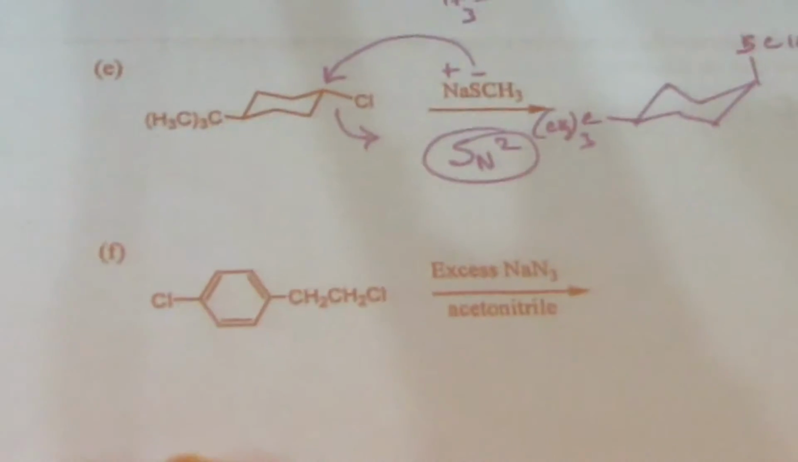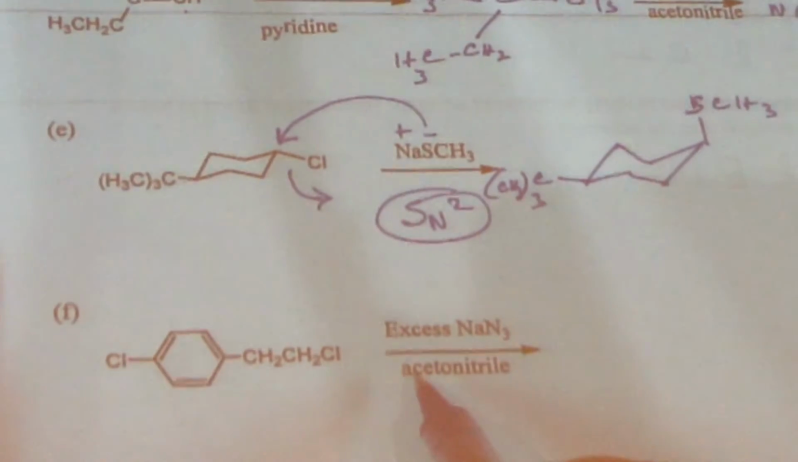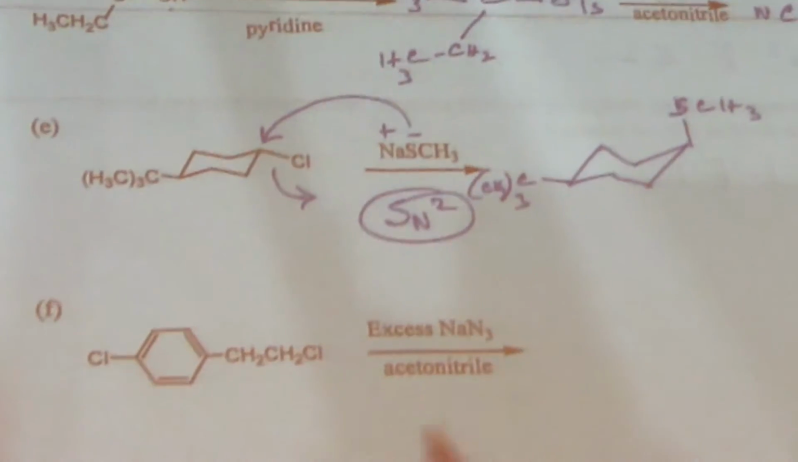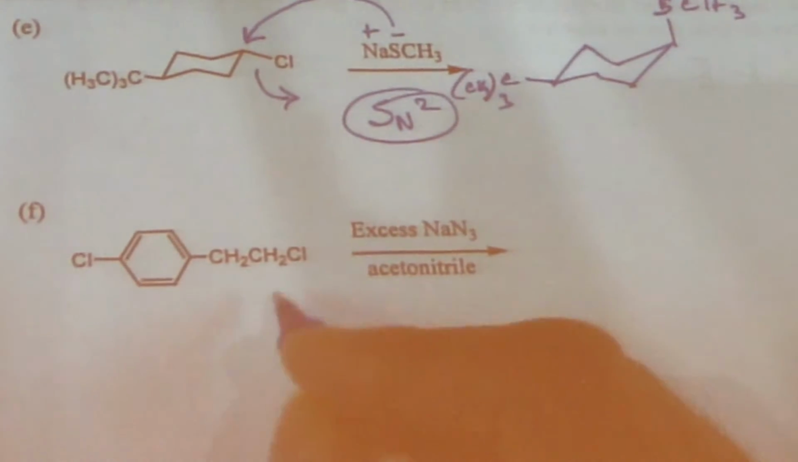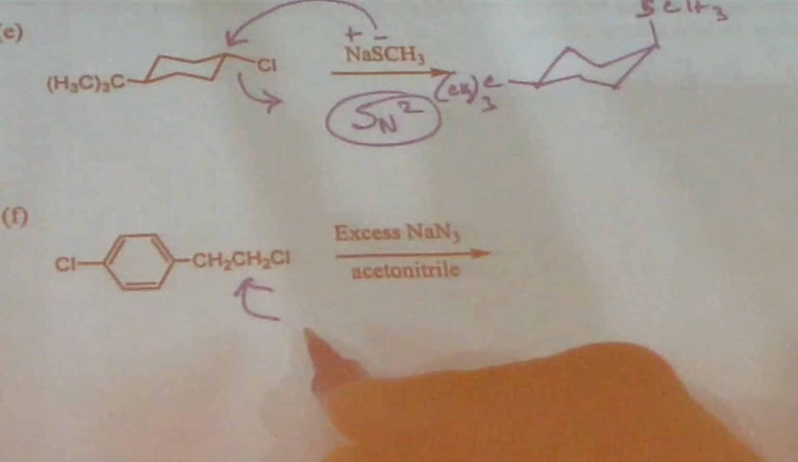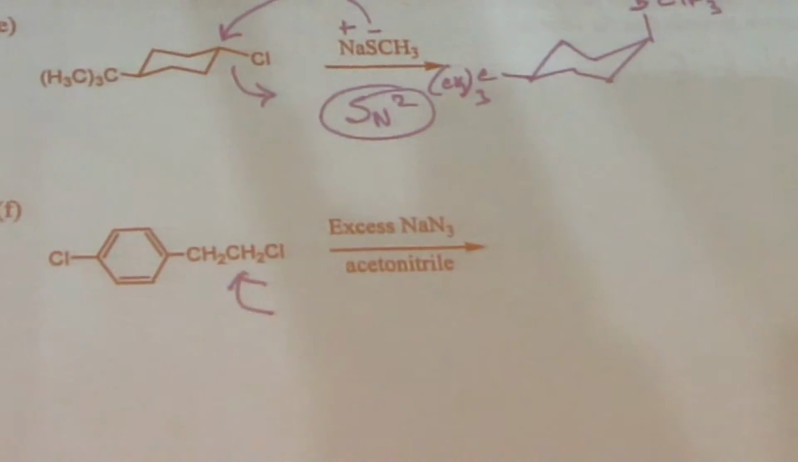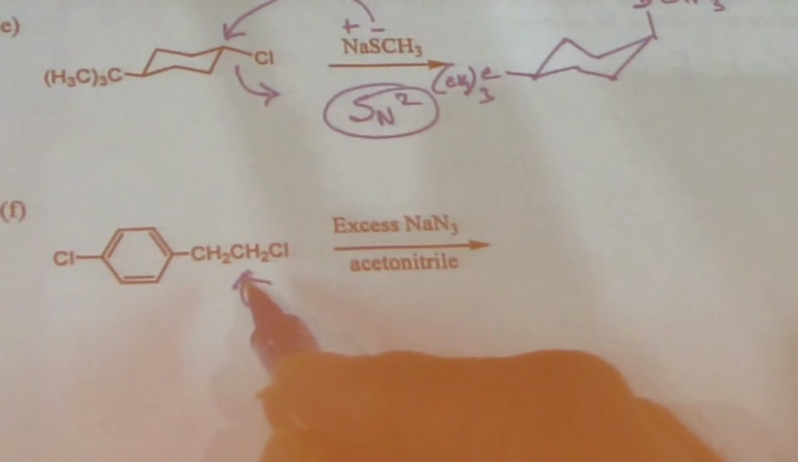The next one is kind of a trick question in the sense that even though you use excess sodium azide, it can only react with this carbon, which is tetrahedral, and this is primary. So the SN2 reaction will happen on this carbon. Even though you have a lot more of the azide present, it's not going to react here. This is an sp2 carbon.